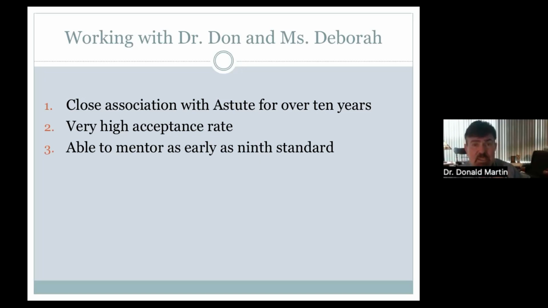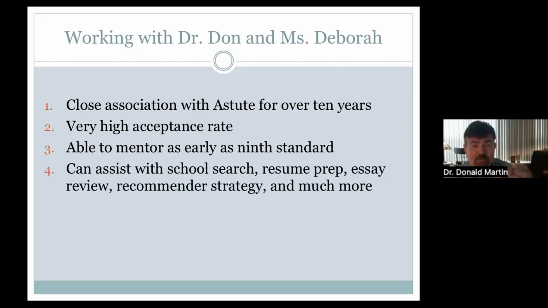We're able to start mentoring as early as the 9th standard. Not all of the clients we're working with are in the 12th standard. We are working with students in the 11th, 10th, and 9th standard. In fact, in some ways, the earlier you start working with us, the better. We have a little more time to help you prepare. We can assist with all kinds of issues, such as school search, resume prep, and essay review. Because of our experience, we can step in and work with you in any of these capacities.